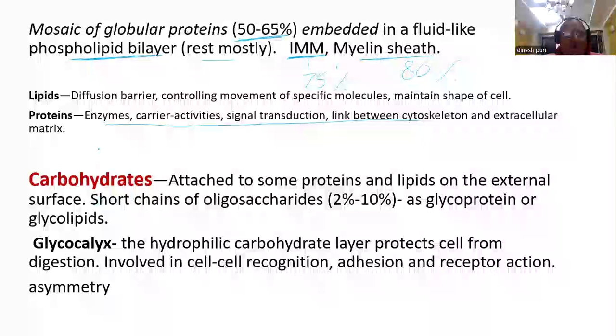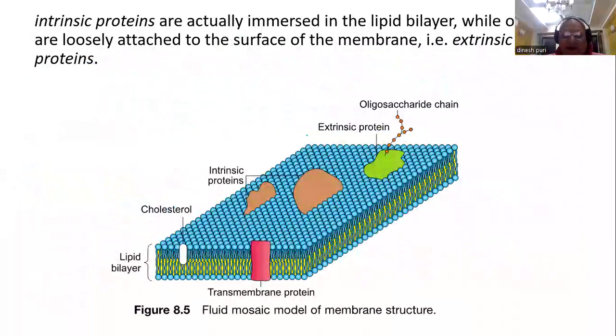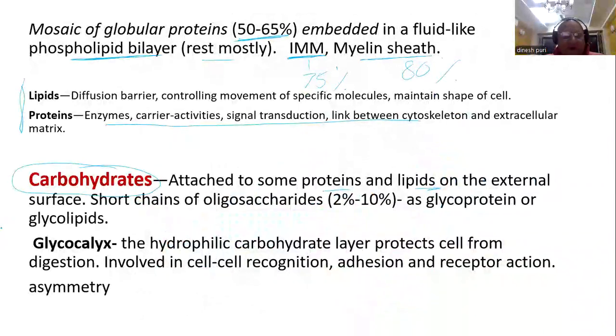Now we come to the third one, carbohydrates. This is just a summary of the functions performed by the first two components. No free carbohydrates are present. They are attached to some protein or lipid on the external surface. And these are usually short chains of oligosaccharides, as you can see here. So glycocalyx is the name, a hydrophilic carbohydrate layer.